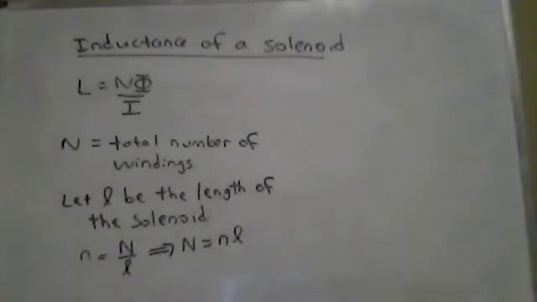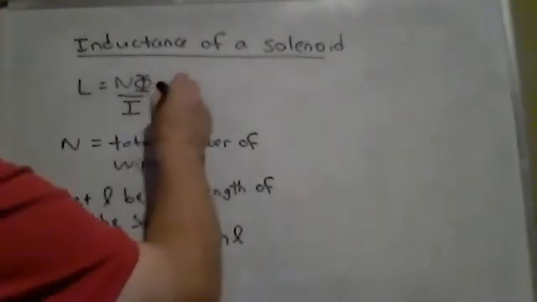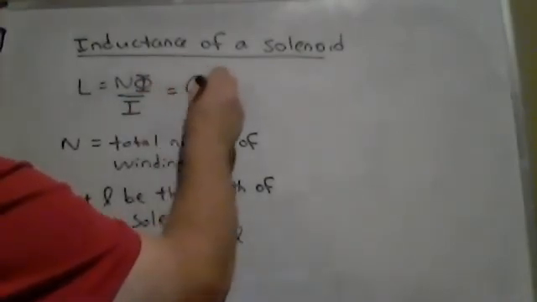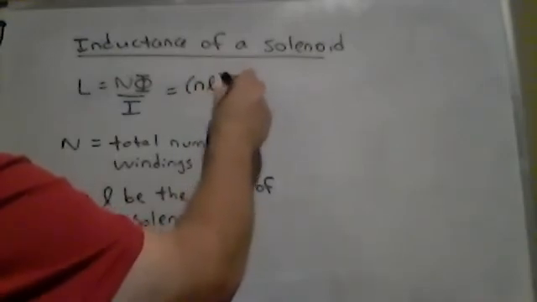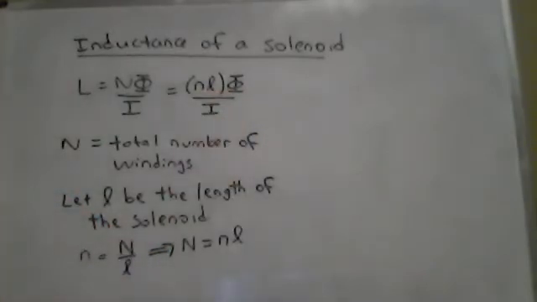You use the total number of flux linkages. But for a solenoid, we usually are not given capital N. I'm usually given how many windings there are per unit length, and I can get some sort of measuring device and measure the length of the solenoid. So I can very easily replace this, and instead write cap N as just little n, little l times cap phi divided by I. All right, now I've taken care of cap N.